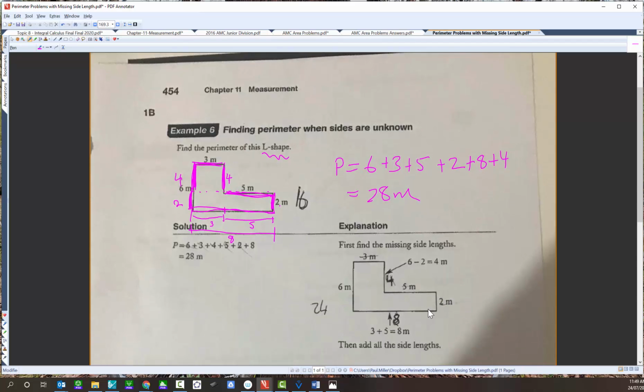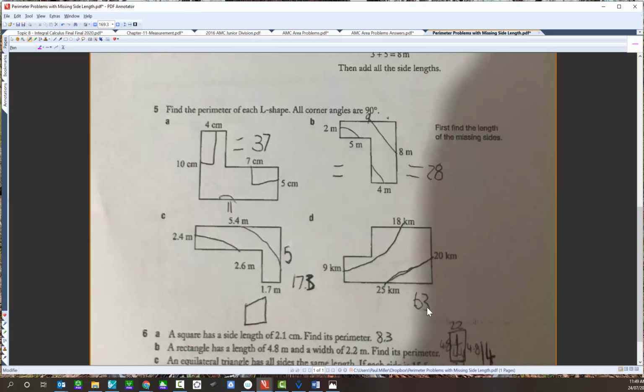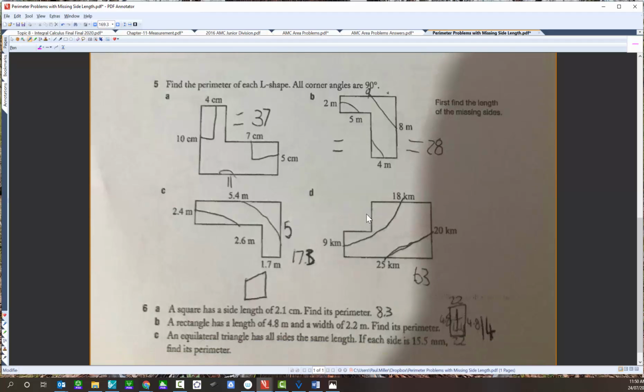Let's try out one more. Okay, so let's see how we go with this one. So perimeter equals 2 plus 5 plus 4 plus 8 plus. Now we can see here that the student knows that this is 9. That's fantastic. Okay, that length there must be 9 because that's 5 and that's 4. So we're going to add 9 as well, which is 7, 11, 20, 28.